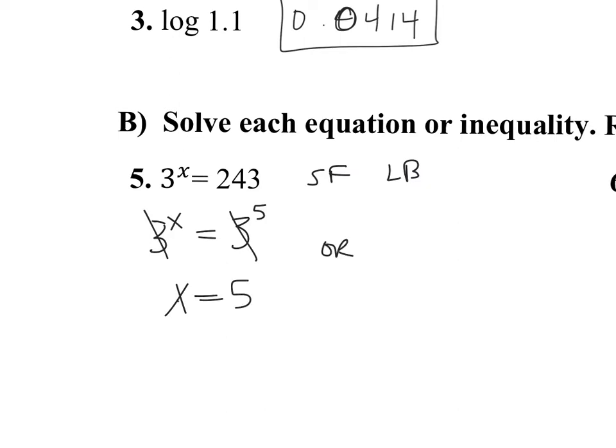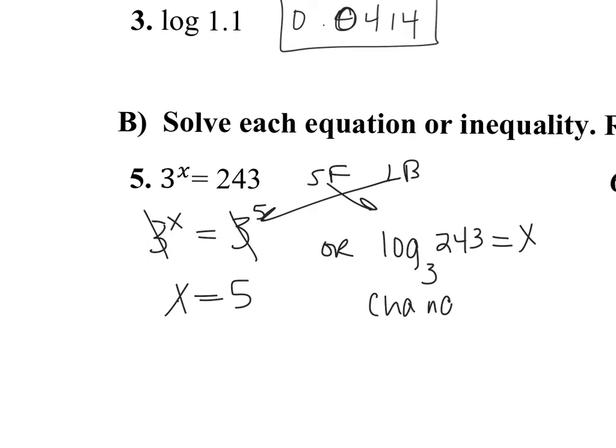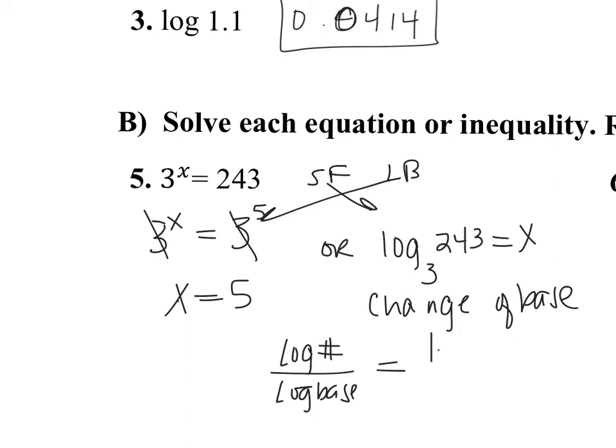The other way I can do it is I can switch forms. So if I switch forms, it's going to be log, my base is 3, I go across the equal sign to get my number, and that equals x. If you remember, this is called change of base. So when we do that, you're going to take log of the number divided by log of the base. So you get log 243 divided by log 3. And what this does, this changes the base of 3 to each of them a base of 10.